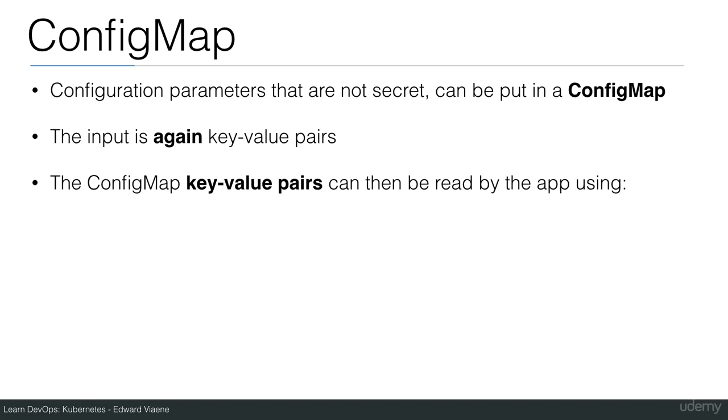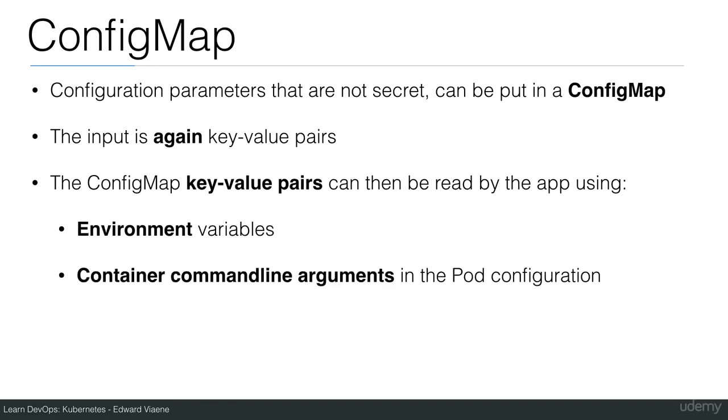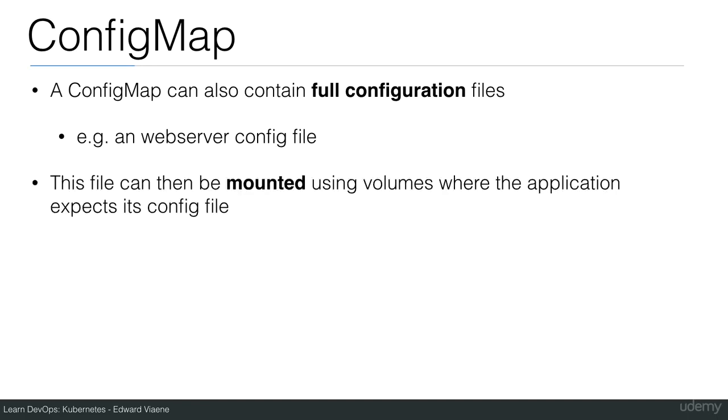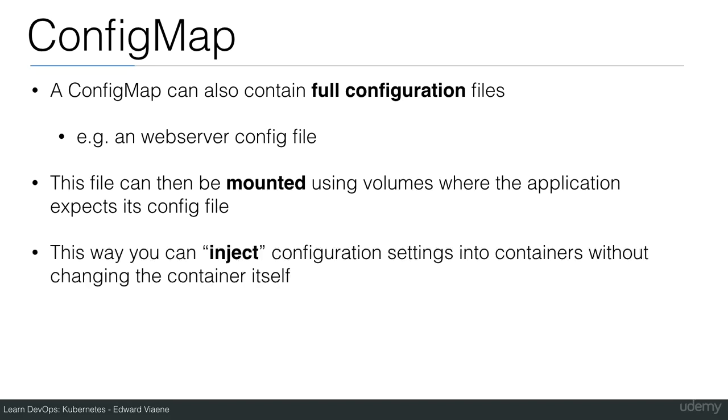The config map key value pairs can be read by the app using environment variables again. Also, you can use container command line arguments in the pod configuration or using volumes. A config map can also contain full configuration files, where the value is actually a configuration file and not just a short string. For instance, a full configuration file can be a web server configuration file. This file can then be mounted using volumes where the application expects its config file. This way, you can inject configuration settings into containers without changing the container itself.